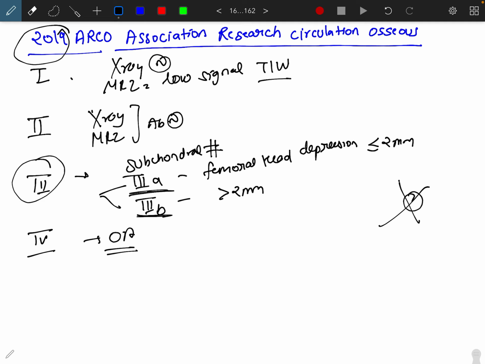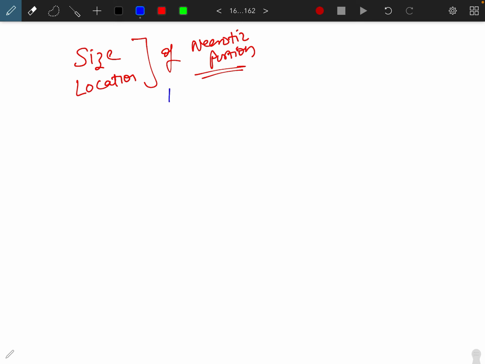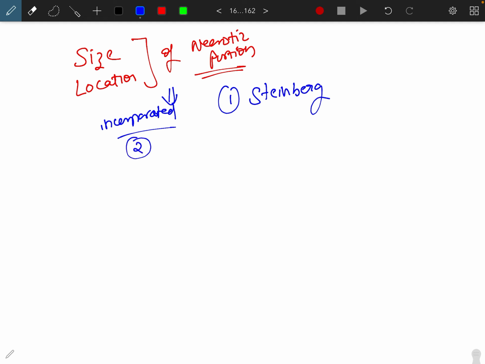What is lacking in all of these is the size and the location of the necrotic area. It is not included in both of these staging systems. So this has been incorporated in certain staging systems where they calculate the size and the location of the necrotic area. The first is the Steinberg classification. The second is the Japanese Investigation Committee classification. The third is the modified Kerboul classification, where they include the size of the necrotic area.